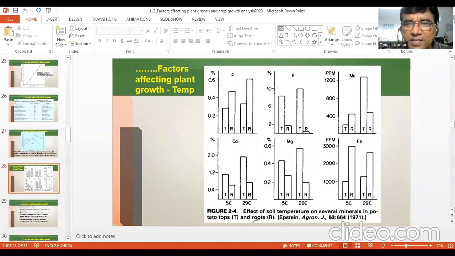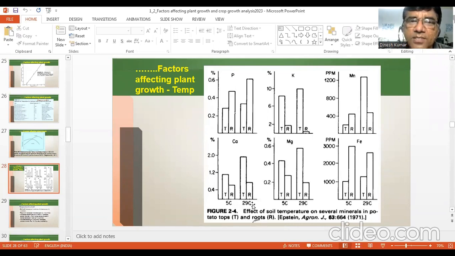Now, very interesting, the quality of the product is affected by temperature. In plants, you have two parts. One is the below-ground part, known as the root, and the other is the above-ground part, known as the shoot. The shoot includes your branches, stem, leaves, flower, everything. This example is for potato, and the study was made at two temperatures: 5 degrees centigrade and 29 degrees centigrade.